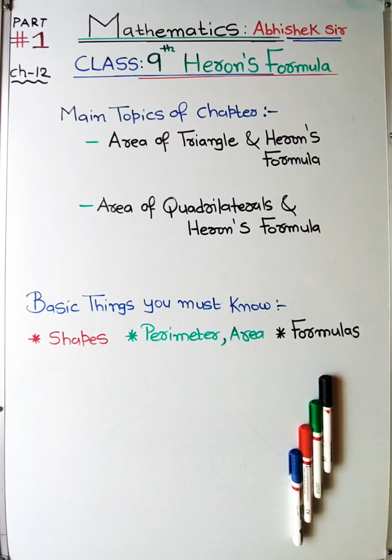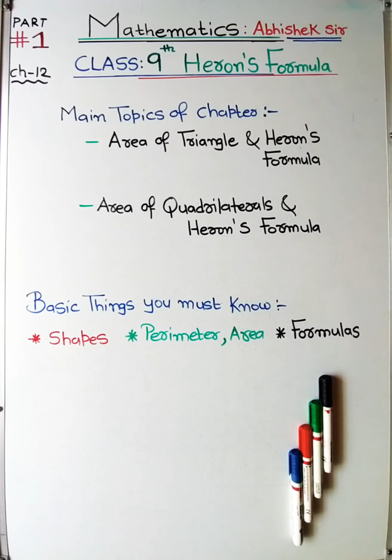We have finished chapter 2 polynomials in our previous videos. Now let us start another chapter which is a very easy one, that is chapter 12 standard 9 Heron's formula. I am Abhishek sir and let us go through the main topics of this chapter.